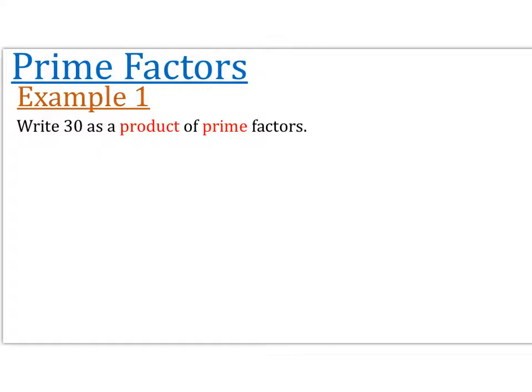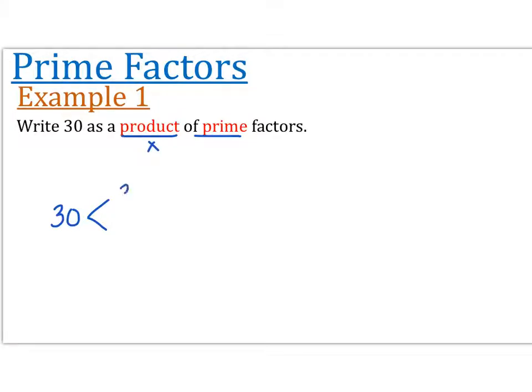All right, so what we want to do is write 30 as a product of prime factors. So product means multiply, and prime factors are prime numbers. So we're looking to multiply a bunch of prime numbers together. I'm going to start by writing out the number 30. Then I'm going to ask myself, what numbers multiply to 30? You might be thinking of different numbers than me, but that's absolutely fine.